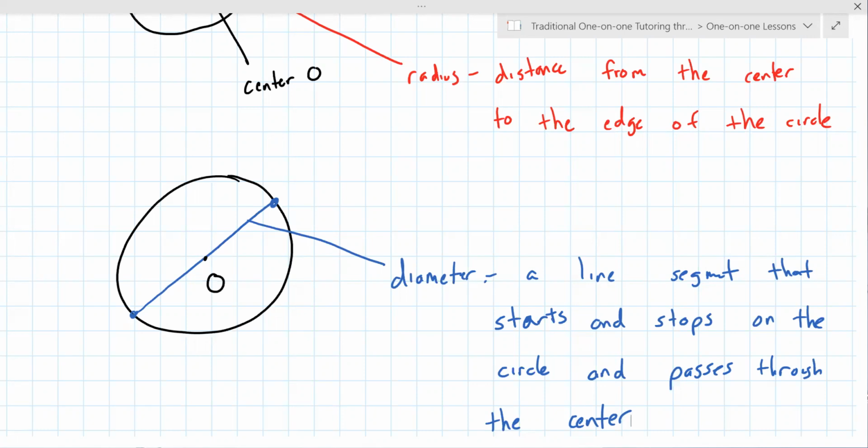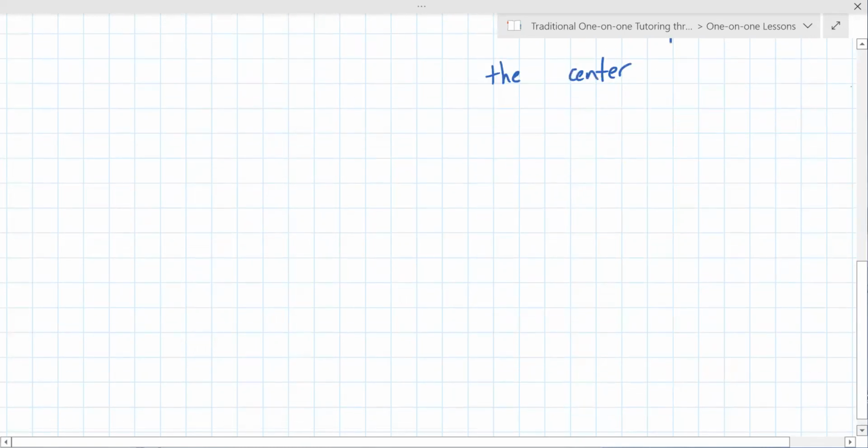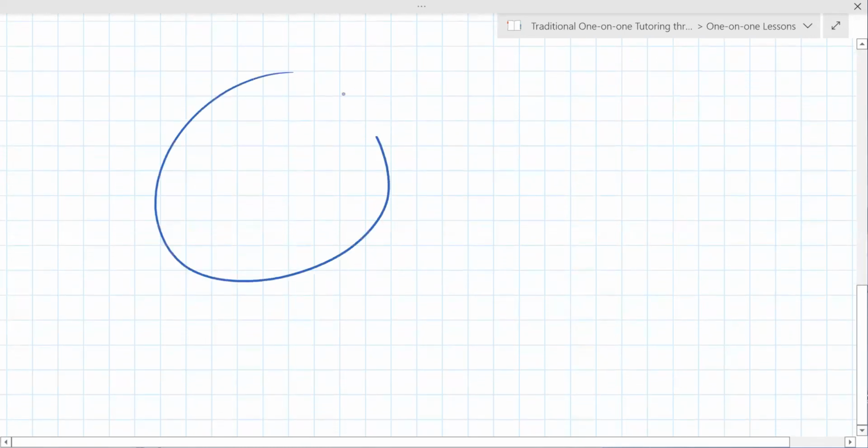All right, got it down. You got it down. Okay, so here's what we're gonna do. Fresh screen here. I'm gonna draw a circle.